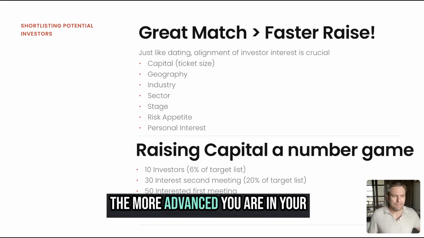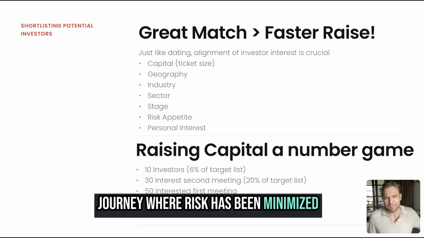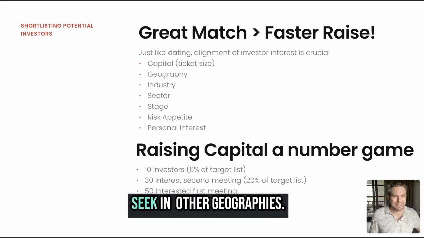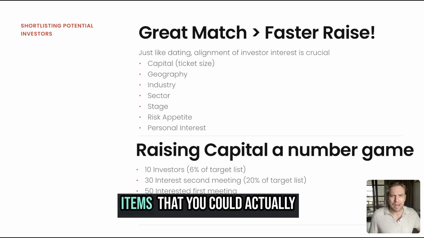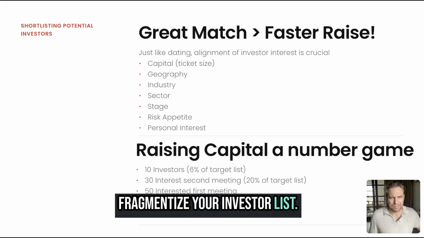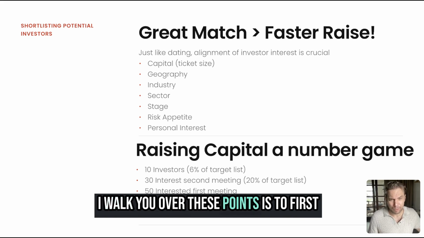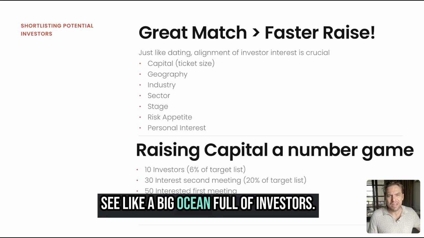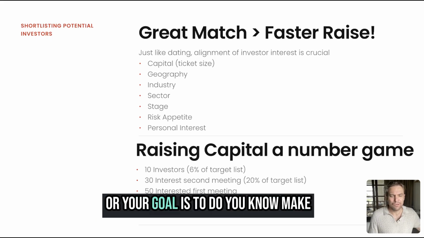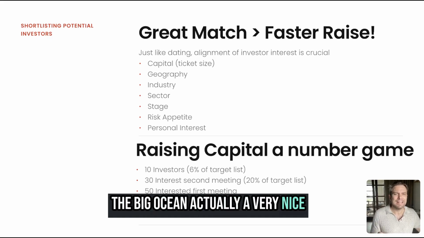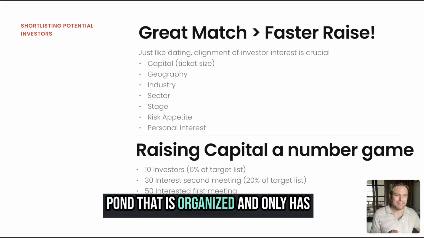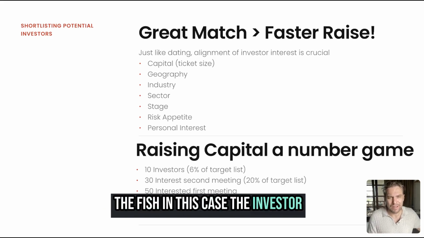The more advanced you are in your journey, where risk has been minimized, you could potentially seek in other geographies. So let's look into a few items that you can actually fragmentize your investor list. Now, what I would like to ask you to do while I walk you over these points is to first see like a big ocean full of investors. And your goal is to make that big ocean actually a very nice pond that is organized and only has the fish, in this case the investors that you want.